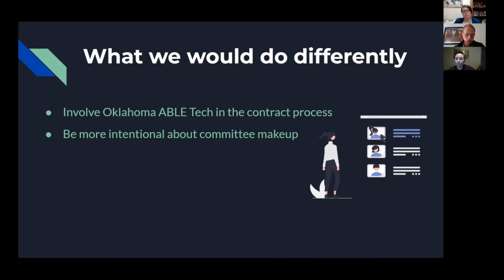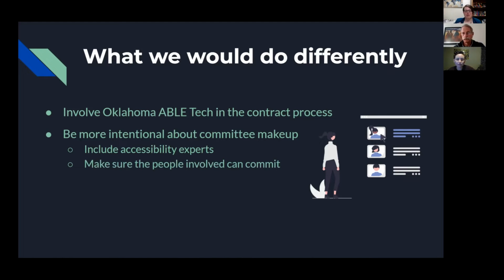Those are, I think, decent choices of who should be on a committee, but we were missing some things, like an accessibility expert. None of us were that. We should have gone out of our way a little bit more, I think, to include that on our committee.